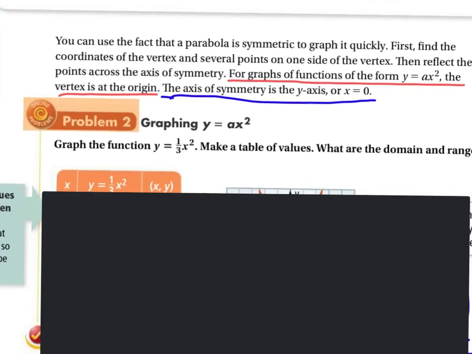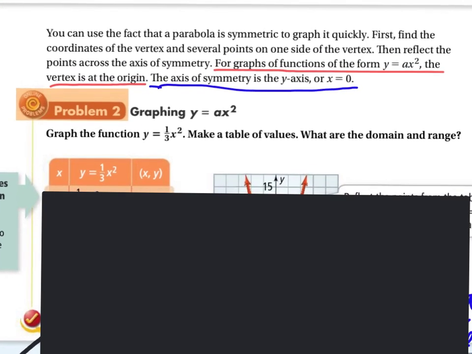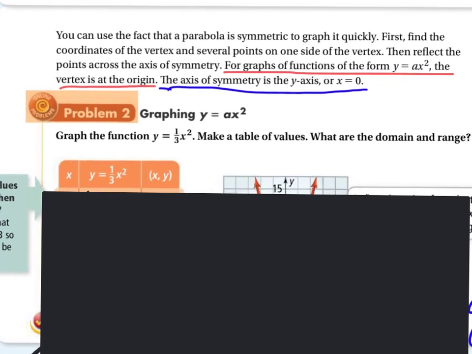So if we look at the next part in your book, kind of just some things that we've already talked about. One thing in particular though, if we have graphs that are in the form y equals ax squared, in other words, there's no x term and there's no constant, then the vertex is going to be at the origin. So, for example, if we had y equals 5x squared, or y equals negative 1/3 x squared.